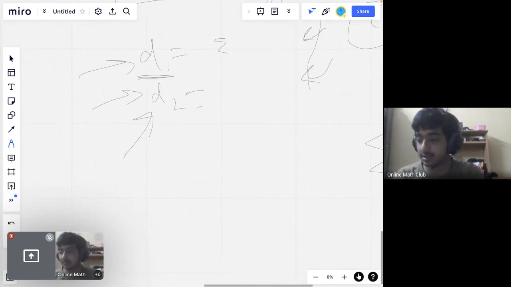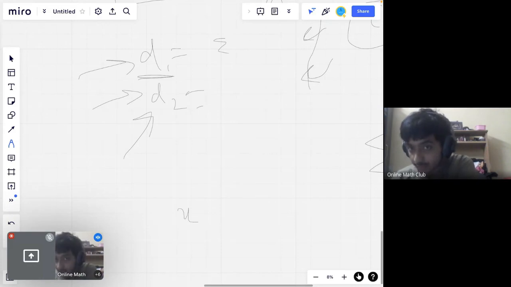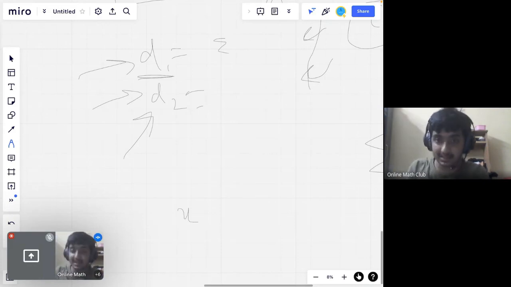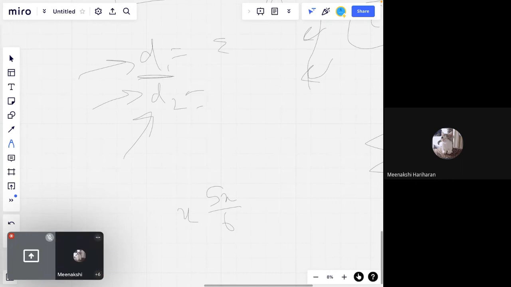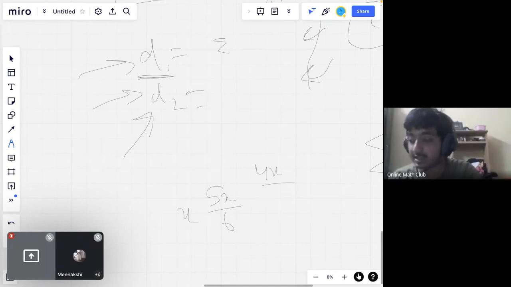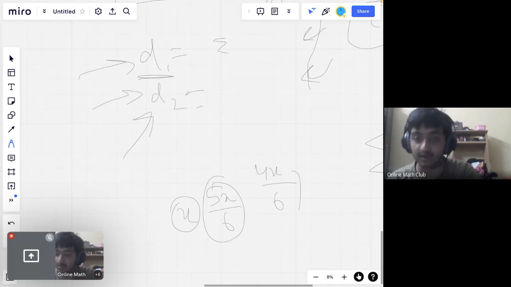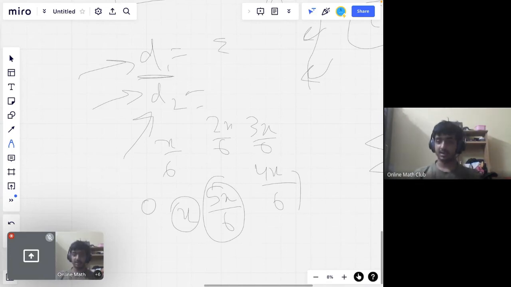So say the first dwarf has x. Now this dwarf gives x by 6 to the next dwarf who will be distributing. So that dwarf must have 5x by 6, because they need to get x. And now the next dwarf has 4x by 6, because they'll get x by 6 from this dwarf and x by 6 from this dwarf, then 3x by 6, 2x by 6, x by 6 and 0. Do you guys get this?